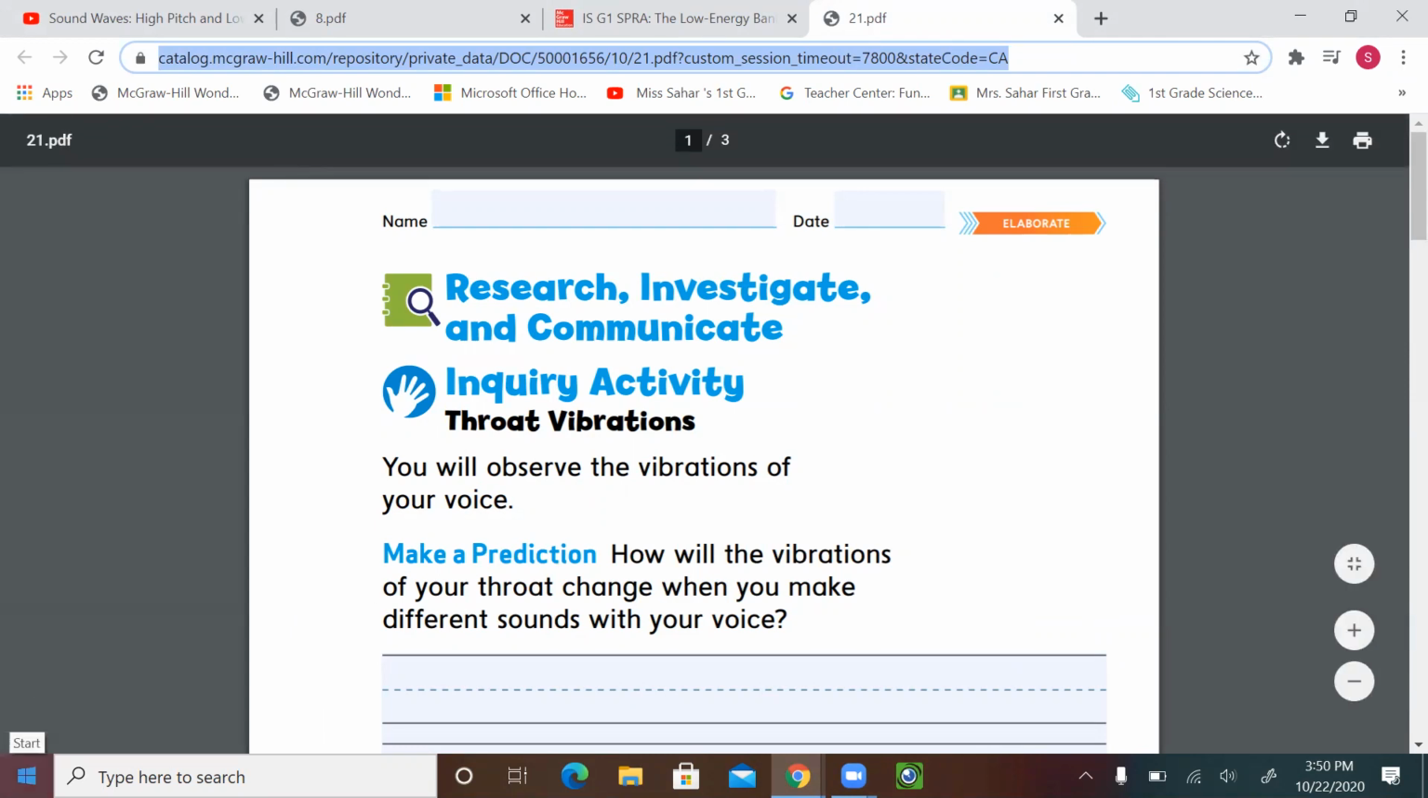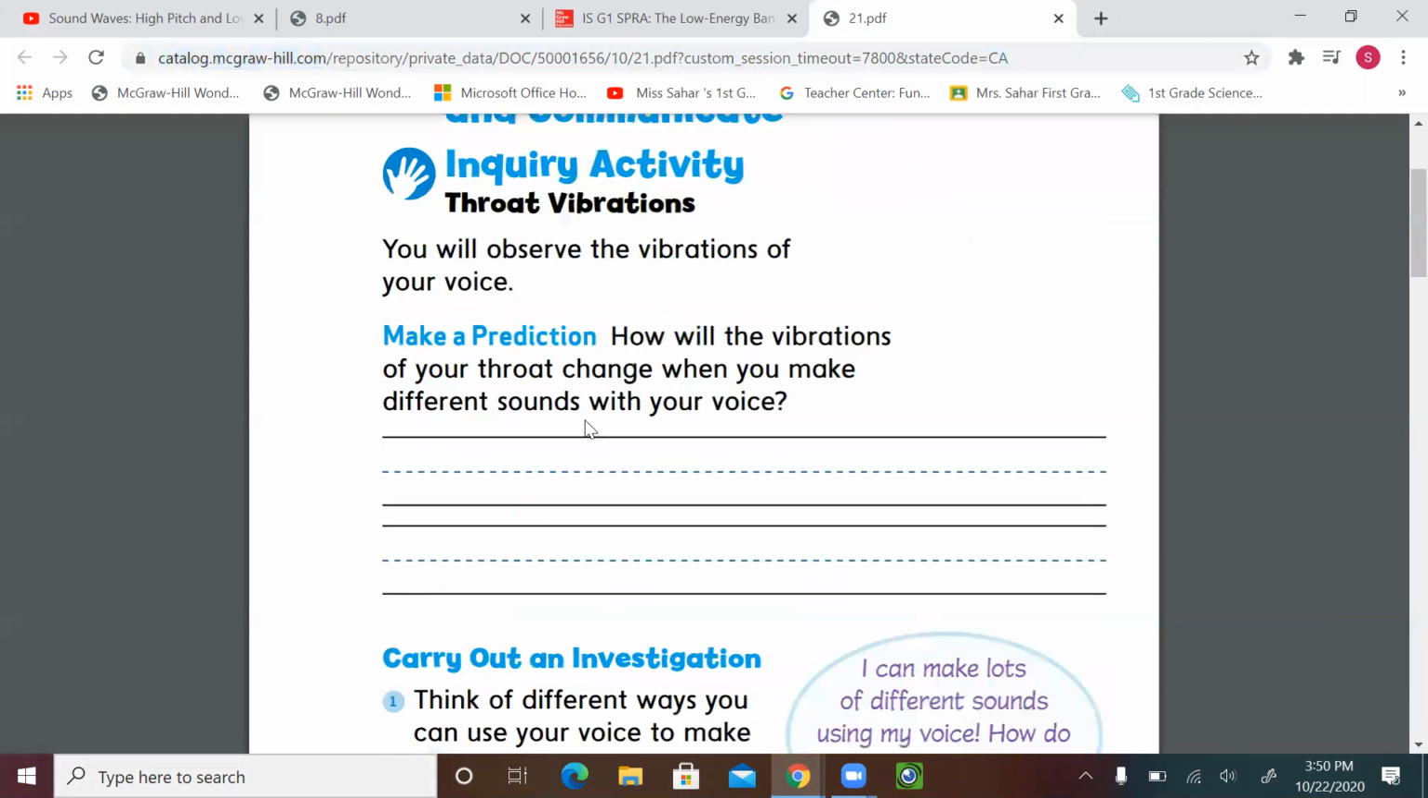All right, so I would like you to sit and try to make some sounds, putting your hands on your throat. So let's see. For example, the vibration will be stronger if I shout, right? If I raise my voice, the vibrations of my throat will be stronger. If you put your hand on your throat and just whisper, you see that the vibration is weak, but if you talk loud or make a loud noise, the vibrations will be stronger. So that's what we need to write down over here.